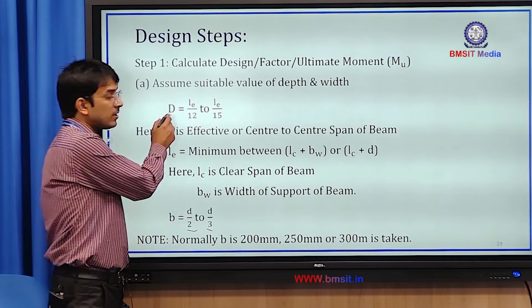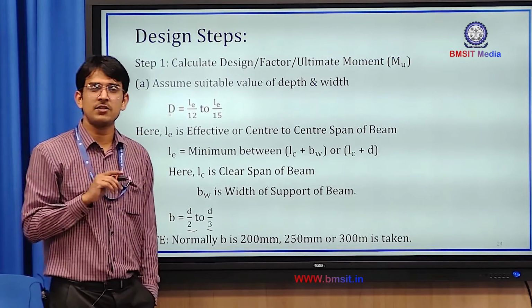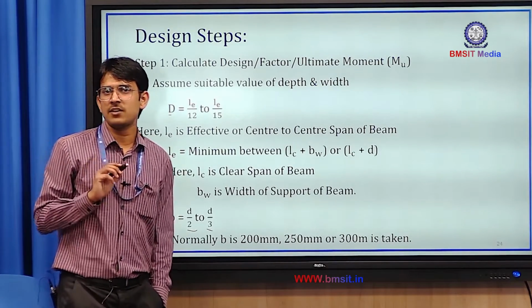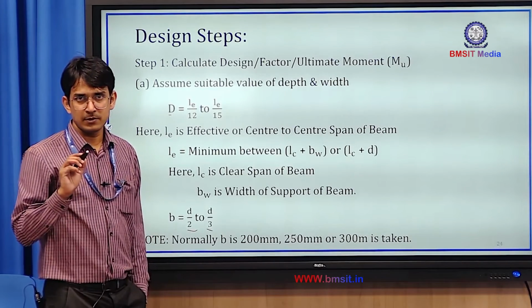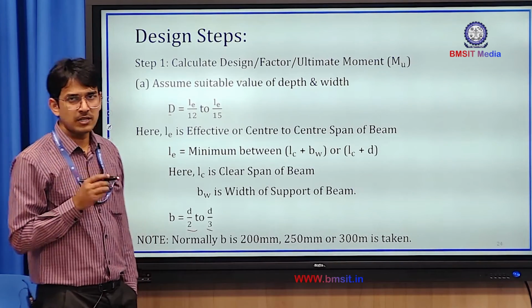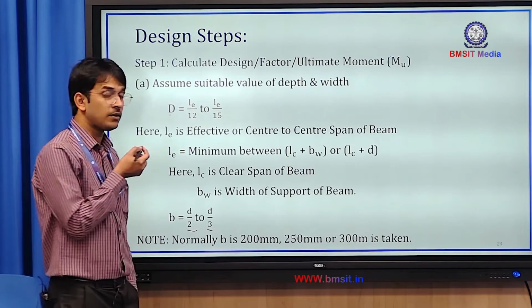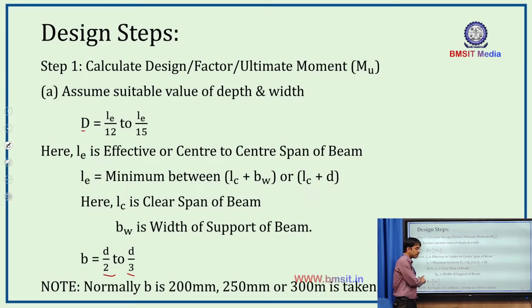First we calculate the overall depth. On the basis of the exposure condition, we will consider the effective cover. In general consideration, we will take 40 mm effective cover to the reinforcement in the beam. In that case we can easily calculate the overall depth and effective depth, and after calculating the effective depth, we can easily calculate the width by using D by 2 to D by 3. Now how will we calculate the effective span?